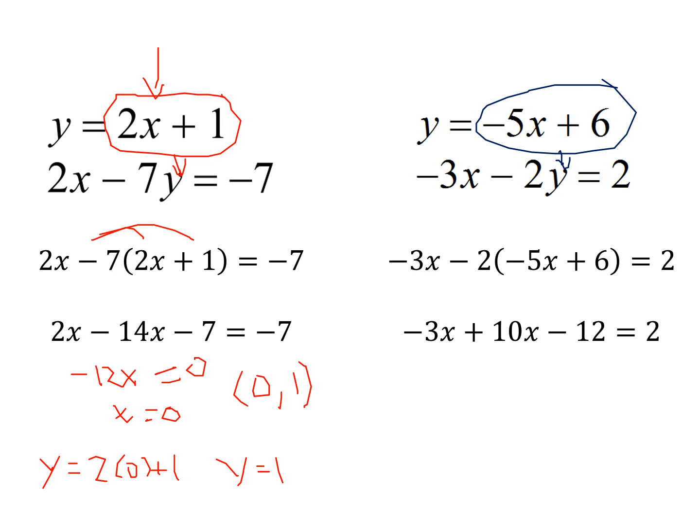I multiply that negative 2 to everything on the inside. So I'm using distributive properties. So negative 2 times negative 5 is positive 10. Negative 2 times positive 6 is negative 12. In this case, I get 7x is equal to, if I add the 12 to both sides, I get 14. That gives me x is equal to 2. Okay, so I've got my first number.